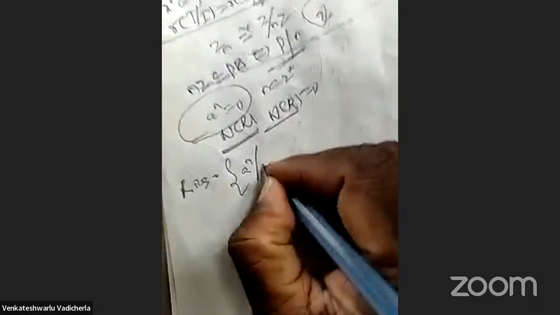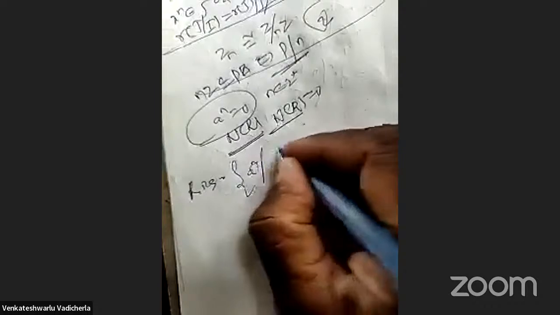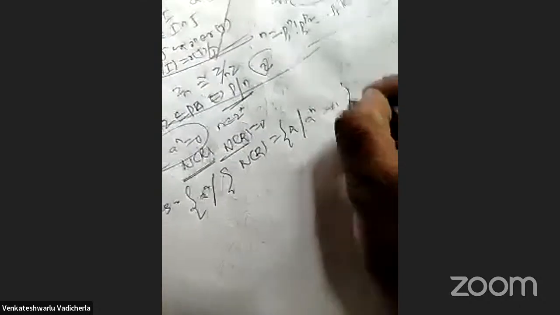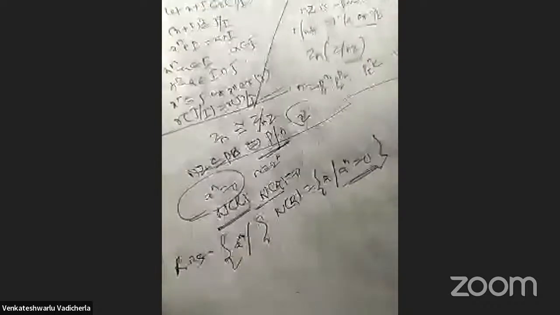N of R is the set of all a such that a power of n equals 0. These are the nilpotent elements. The set of all nilpotent elements of R is called the nil radical of R, and it is denoted by N of R.